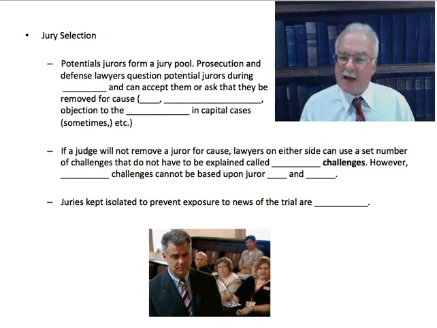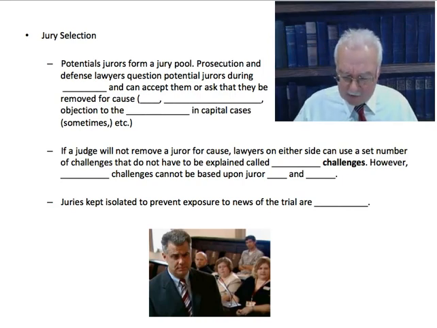So, one of the first things that happens, of course, is jury selection. Potential jurors form a jury pool, and prosecution and defense lawyers question potential jurors during voir dire. That's French, V-O-I-R D-I-R-E. And voir dire is the questioning of the jurors to see if they're qualified to be jurors, they're not biased, etc. And the prosecutors and defense attorneys can accept them or ask that they be removed for cause.